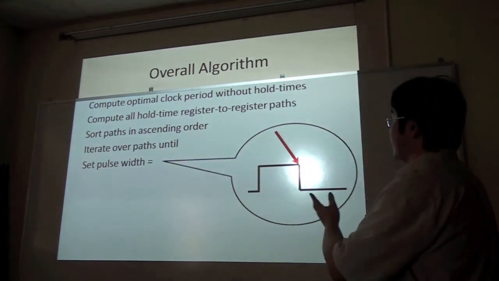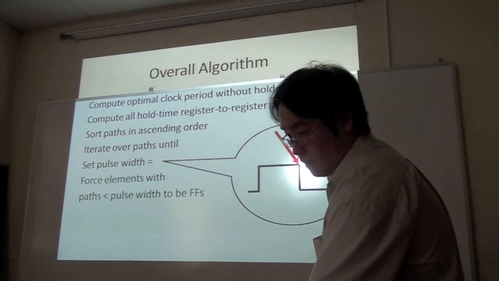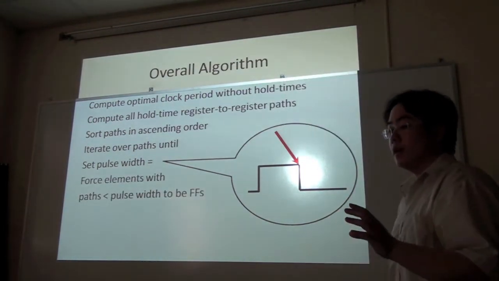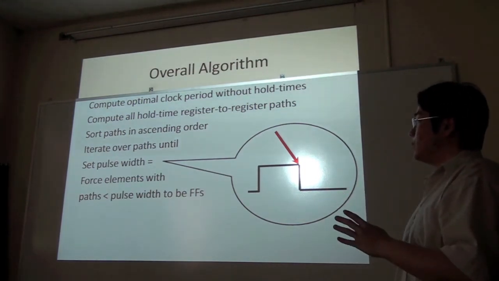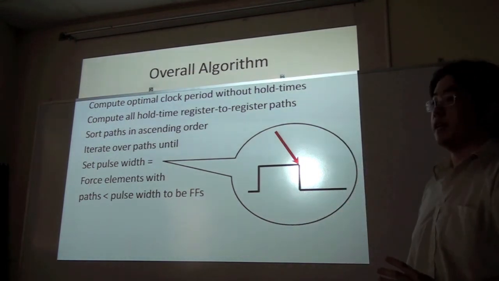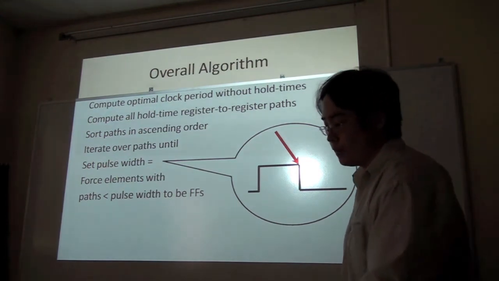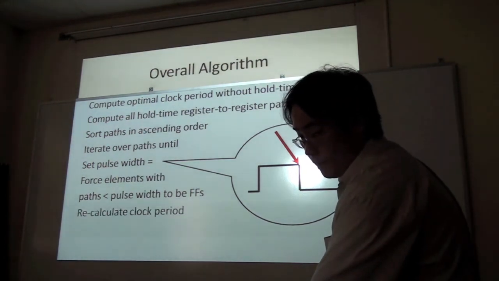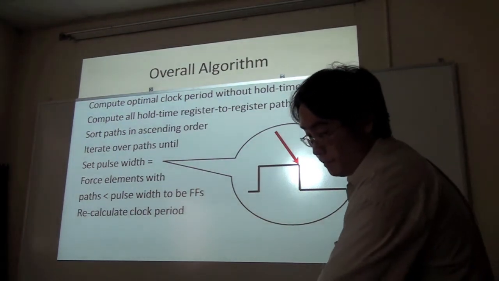We set the pulse width so that this is not a timing violation. Then we force sequential elements that receive signals shorter than the pulse width to be flip-flops, because they would themselves introduce timing violations if left unchecked. And then finally, with these new constraints, we'll calculate the clock period.